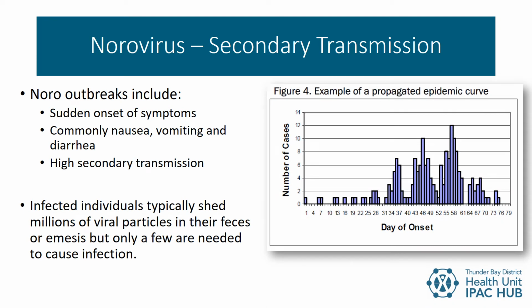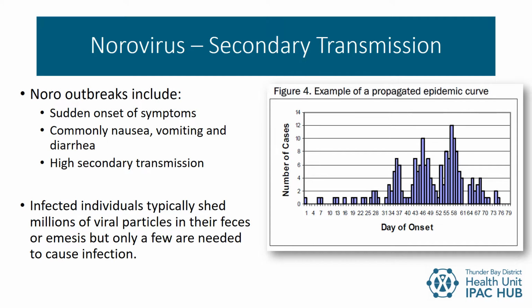Outbreaks of norovirus include the sudden onset of symptoms. Nausea, vomiting, and diarrhea are common symptoms as well, and can lead to a high rate of secondary transmission. Because of the symptoms, it allows for more spread. Acute explosive vomiting and diarrhea spreads higher viral loads around.